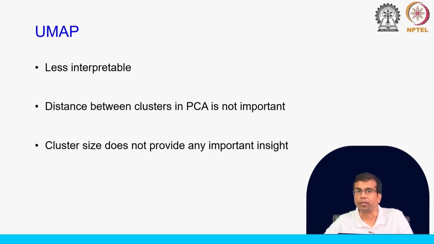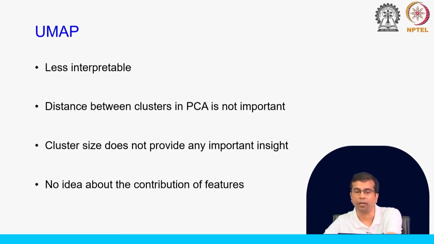Here again, in UMAP the cluster size does not provide any important insight. We need to remember that the cluster size might vary depending on the parameters that we choose. And finally, we have no idea about the contribution of the features we are working with. Which features contribute to this clustering is not clear by just doing UMAP analysis, whereas in PCA, if you remember, we understand how these features are important.